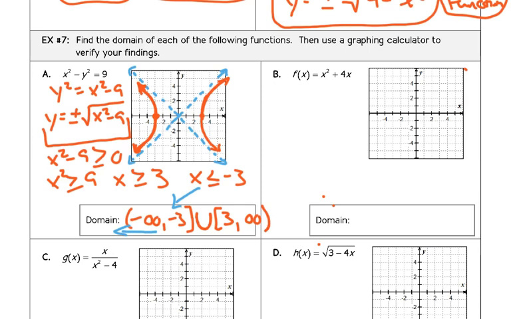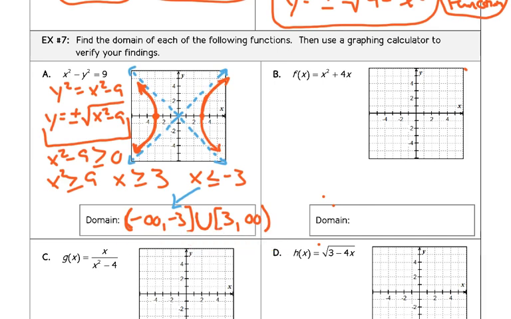Okay, so what this means, again, is for my domain, I'm looking at everything going all the way up to negative 3 and including negative 3 because of the bracket. I'm going to stop there. I'm going to do a union. I'm going to skip over to positive 3, include positive 3 with a bracket, and then go on forever after positive 3. That's what that bracket notation means for the domain.